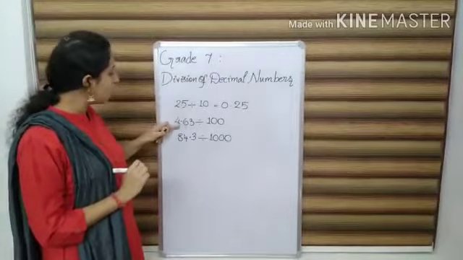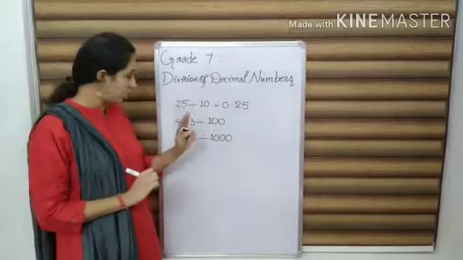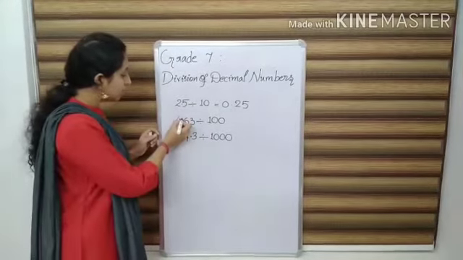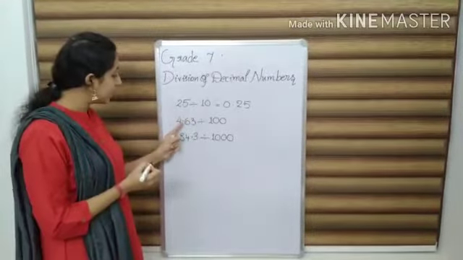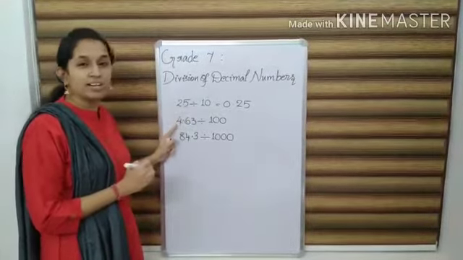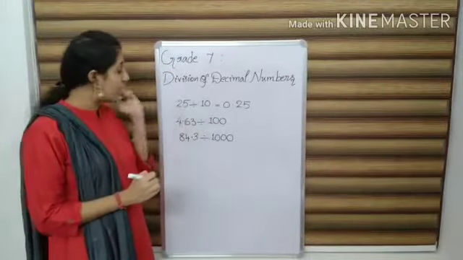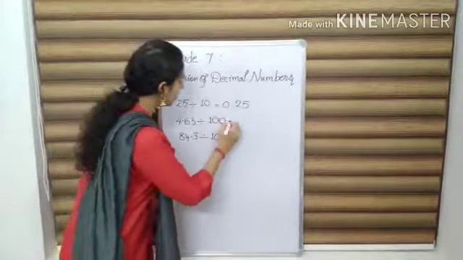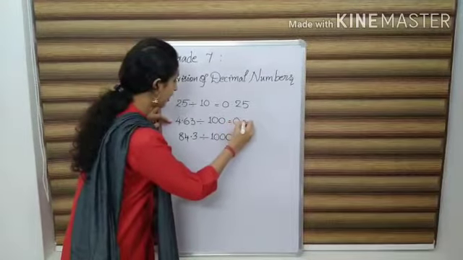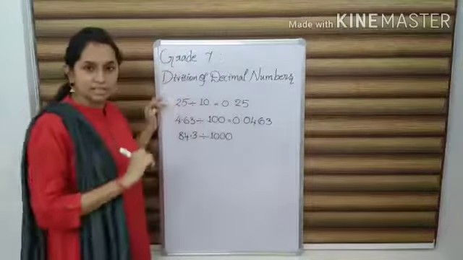Second question is 4.63 divided by 100. 100 has 2 zeros. So we have to shift decimal place 2 places backward. You can see that before decimal place only 1 digit you can see. But we have to shift 2 places. So you have to add a 0 in front of 4. So the answer becomes 0.0463. I hope it's clear to you.